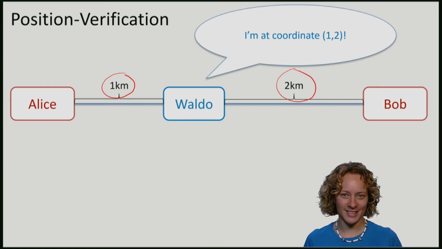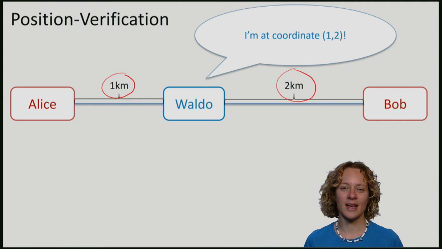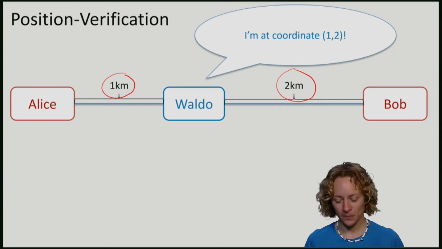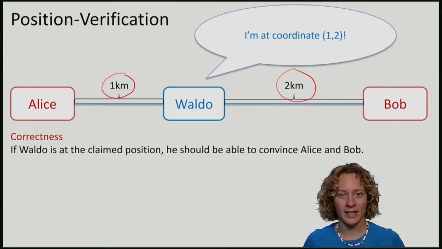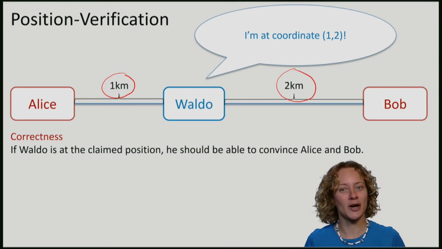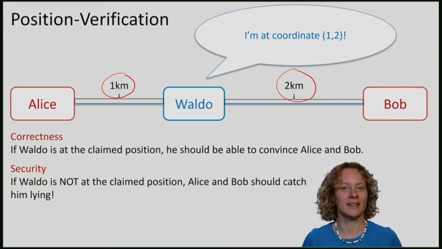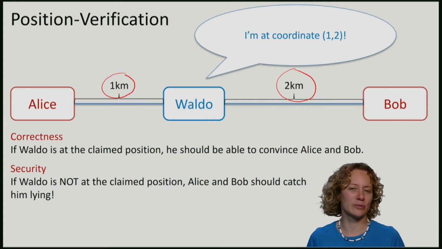As you might have guessed, there are again two demands on our protocol: correctness and security. We call a protocol correct if, when honest Waldo really sits at position (1, 2), Alice and Bob would actually believe him. In contrast, our security demand will be that if Waldo is not at the claimed position, then Alice and Bob will surely catch him.